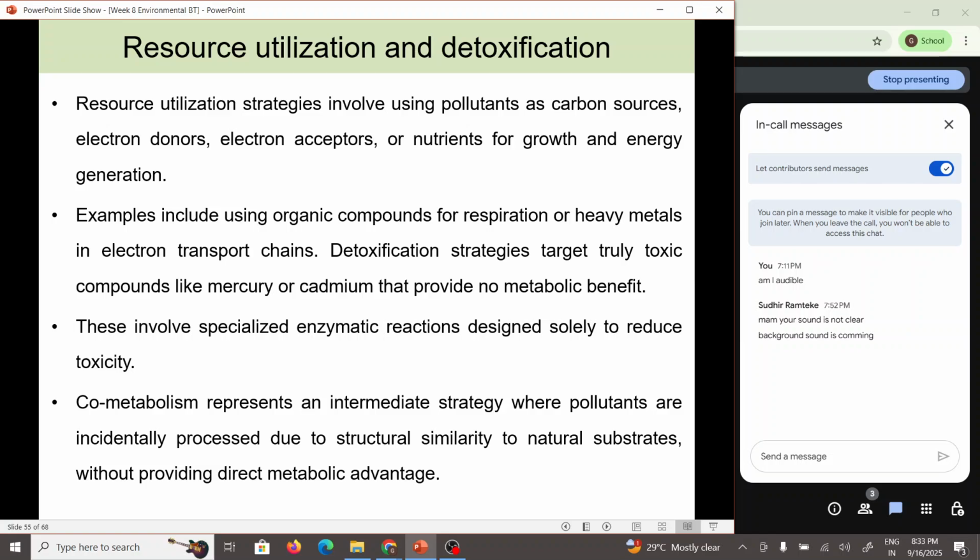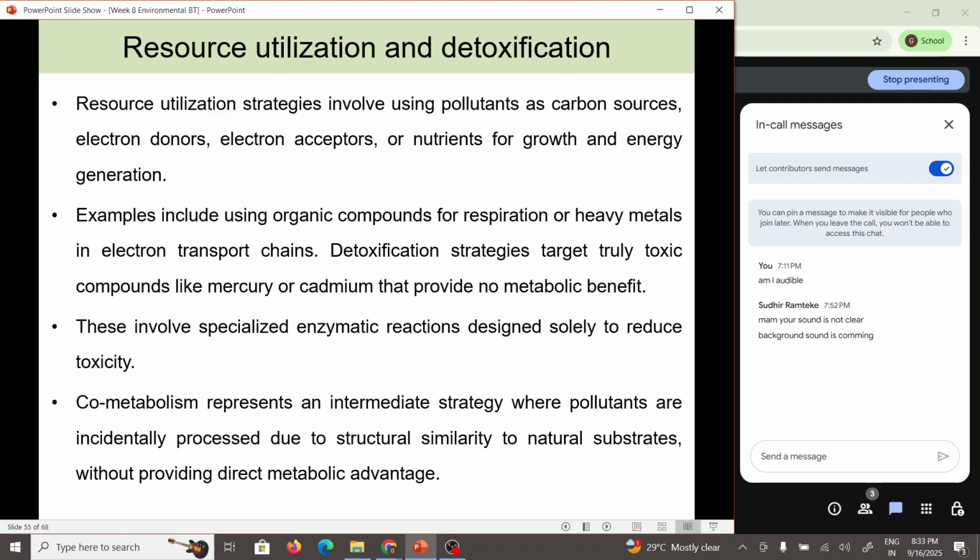And here comes the concept of co-metabolism, that is the intermediate strategy. One is resource utilization, where the pollutant is used as a resource. Next one is detoxification. The pollutant cannot be used as any resource, it is not of any help. So it is trying to reduce the toxicity by converting the oxidation state or a structure of the contaminant.